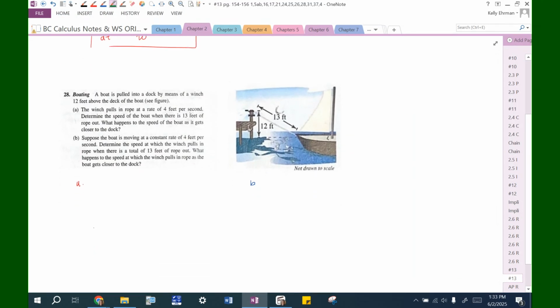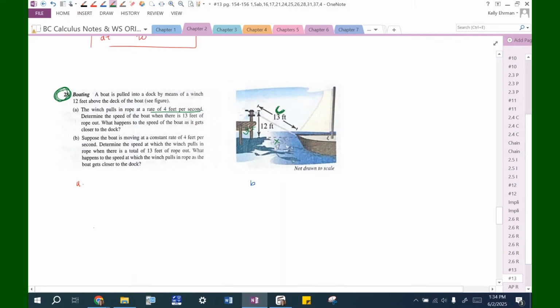28. Now this one, I think this is the hardest question with the speed thing that they're asking me about. So a boat is pulled into a dock by means of a winch 12 feet above the deck of the boat. So 12 is fixed. This is the y value no matter what. What's changing is, I'm going to keep with the c that someone wrote in here, c for the hypotenuse, and I'll keep this horizontal distance as x. So the winch pulls in rope at a rate of 4 feet per second.